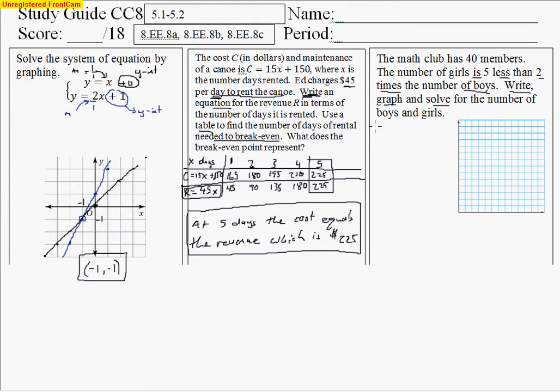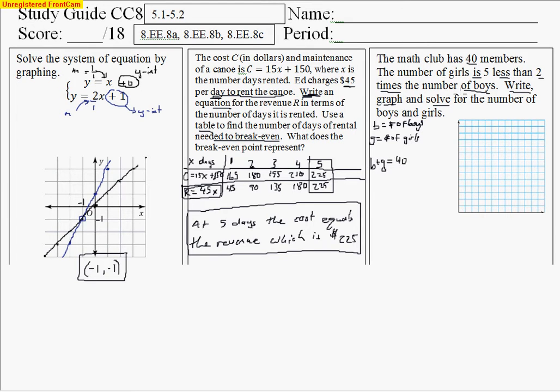So let's come up with some variables. We're going to go with B equals the number of boys. And how about G equaling the number of girls? And then let's go ahead and write the equation. So it says that the math club has 40 members. Well, the members are going to be boys and girls. So we're going to say the number of boys plus the number of girls is going to equal 40.